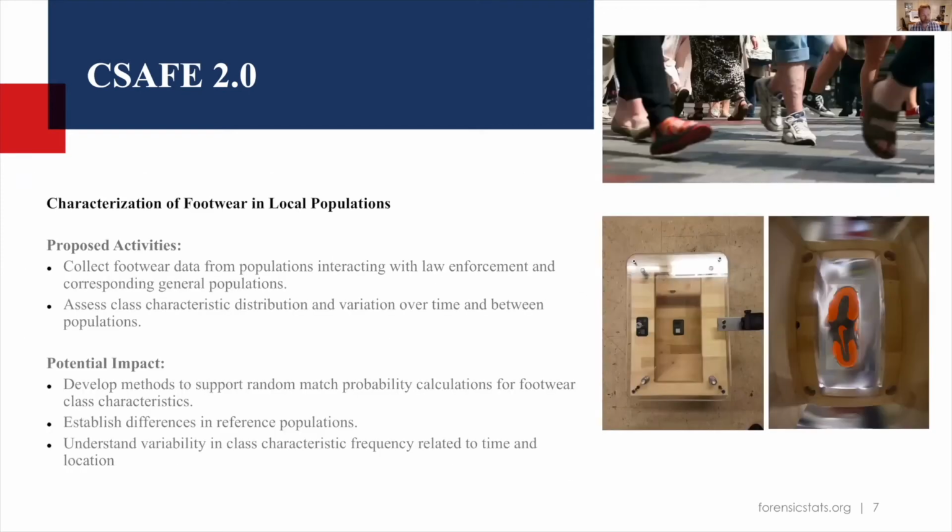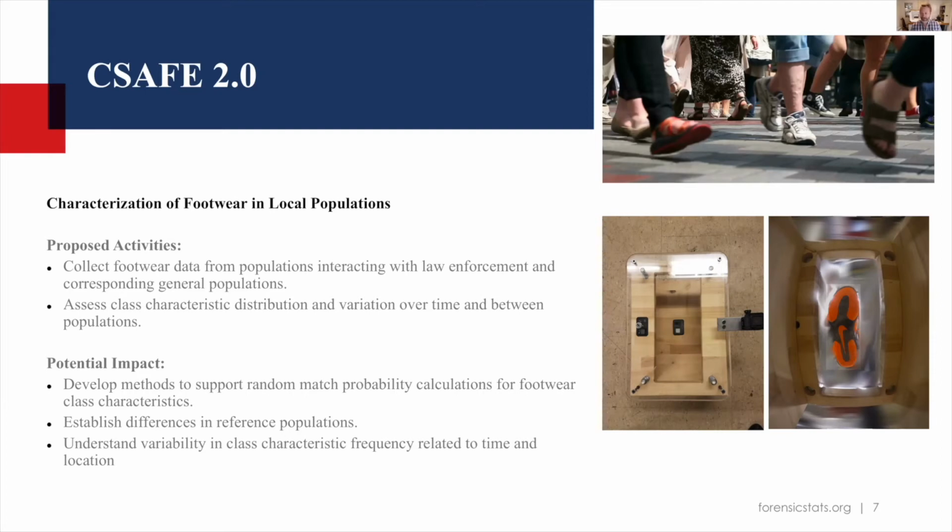So the third project is looking at characterization of footwear in local populations. This is an important question if we're considering the possibility that the crime scene print was left by some other shoe besides the shoe in question. To start to really understand this kind of statistical question, the proposed activities here are to collect footwear data from populations, both those interacting with law enforcement and the general population in some area.